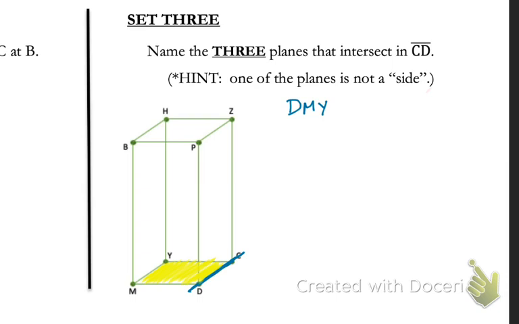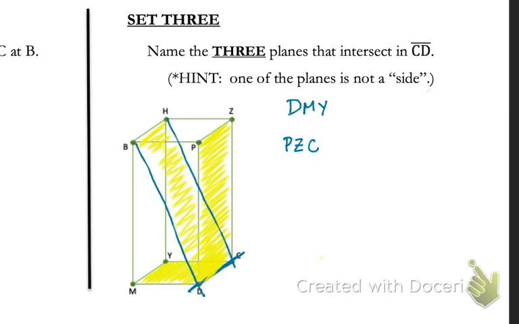My other plane would be the right side of my box. So that side, that plane, contains points P, Z, C, and D. I picked 3 of those letters and named my plane PZC. Our final plane is not a side. So, this plane is actually the diagonal cut of my box that I have kind of outlined here in blue and highlighted again in yellow. That plane contains points B, H, C, and D, and again I picked 3 of those 4 letters to name it.